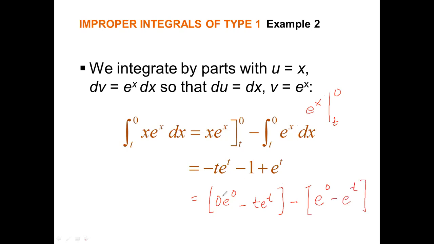Okay. Now, that's the answer that you have here. You have negative t e raised to t. This one is equal to 1. So minus 1 plus, because minus minus, e raised to t.